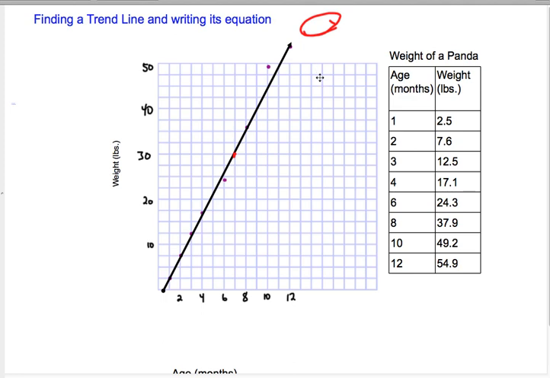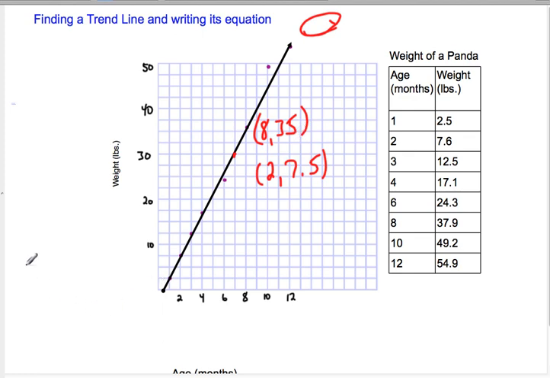Now we just need to pick 2 points on this grid. They don't have to be exact, but I'm trying to find points where they intersect the grid lines, so maybe something like right here would be a good point. And that would be 8 comma 35, so at (8, 35), and another point down here, maybe (2, 7.5) looks pretty good. That's down here. And so we just use that to find the slope.